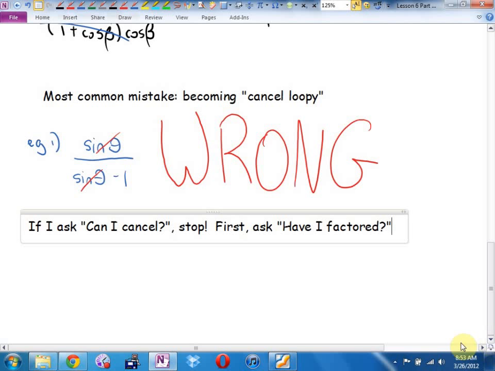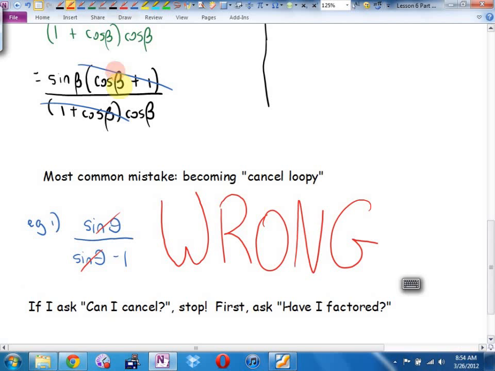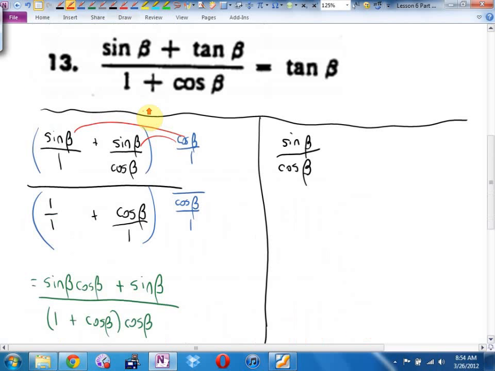Those two questions go side by side, Eric. By the way, up here, can I cancel? Did I factor? Say yes, Eric. Okay. Whereas, could I cancel this cosine with that cosine? Had I factored? Okay.